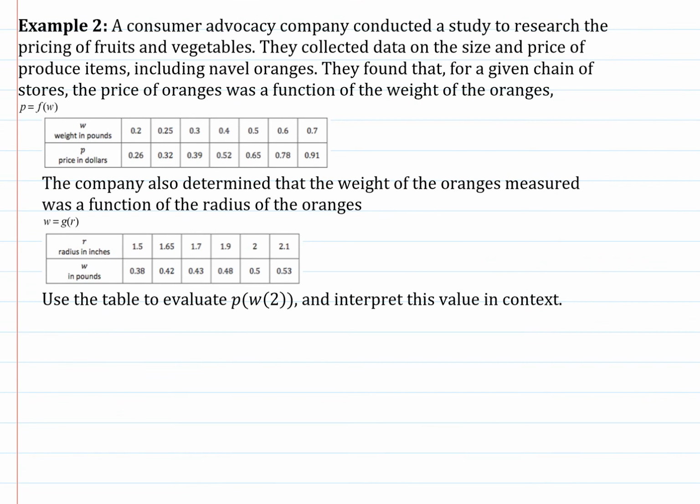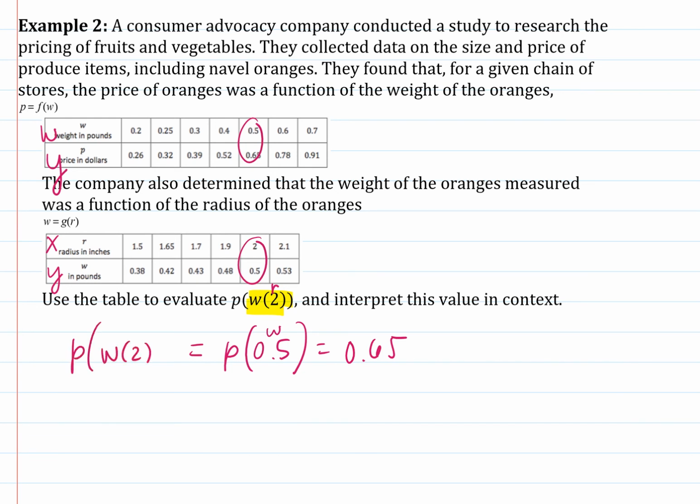Well, this is similar to what we've done before. First, we're going to take a look at W of 2. That would be the weight of, well, let's see. If weight is my Y value, weight is in terms of the radius. So this 2 must be a radius value. So what we want is P of 0.5. Well, if P is my Y value, what I'm substituting in is a weight, right? This output, the Y value W, became an input. So P of 0.5 is 0.65. And so what that tells us is that my original input R, if R is 2, then my output P is 0.65.